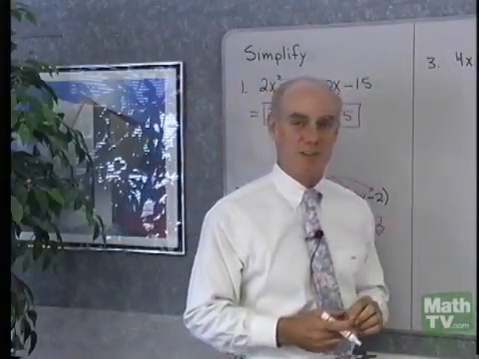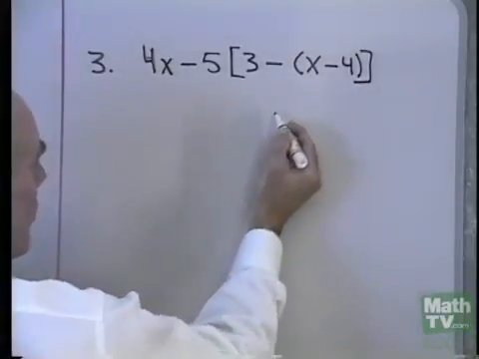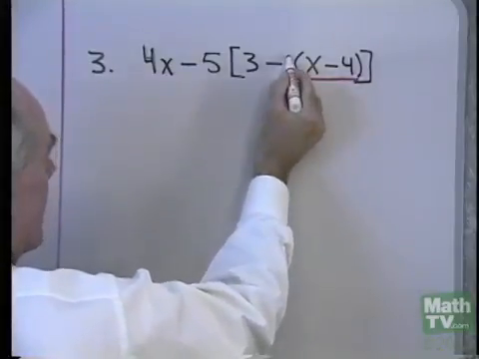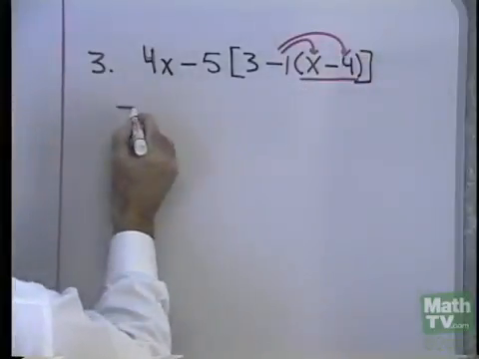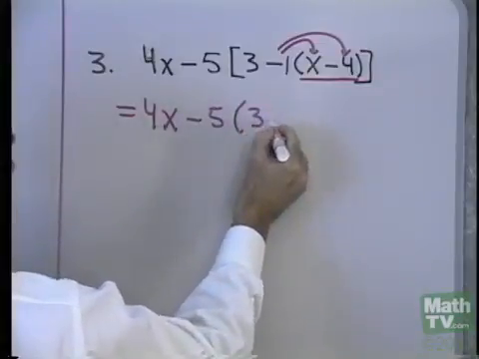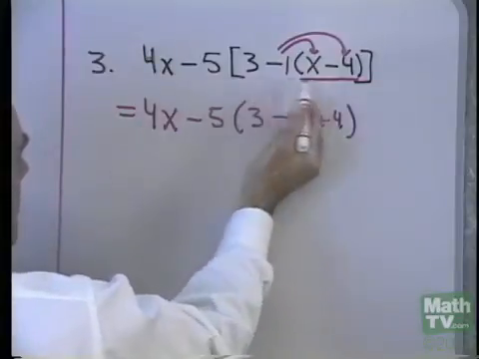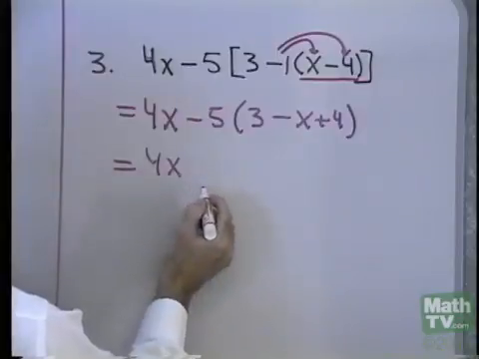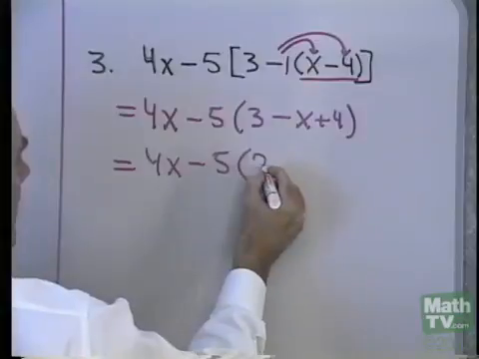Let's look at one more simplification problem. Let's just simplify this. I'll use my rule for order of operation and go into the innermost parentheses first. I want to remove them. I'll think of this as a negative 1 times each term inside. So I have 4x minus 5 times 3 minus x plus 4. And I've replaced these brackets with parentheses. Continuing to simplify, I have 4x minus 5 times 3 plus 4 is 7 minus x.